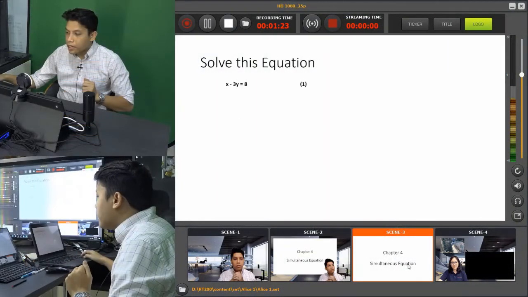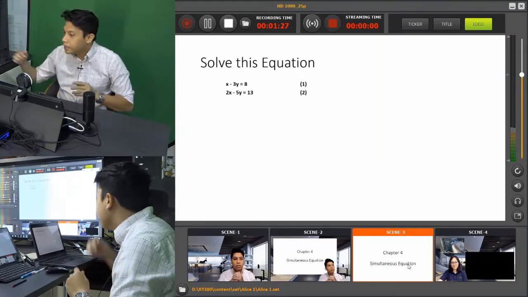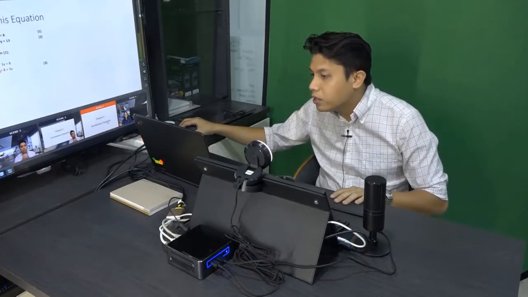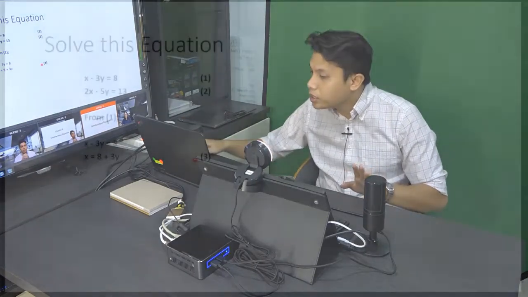Okay, currently we have two equations as the question. x equal to 3y, 8 plus 3y. Now we have the value of x. Let's name this equation 3. The next step for simultaneous equations.